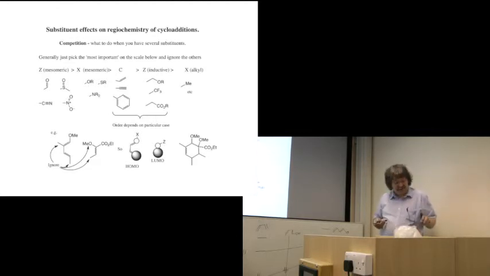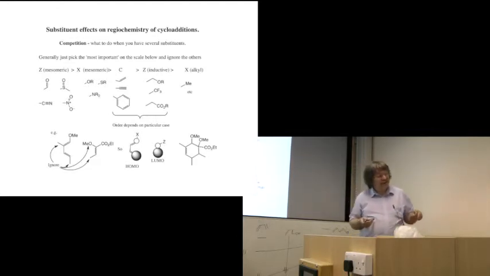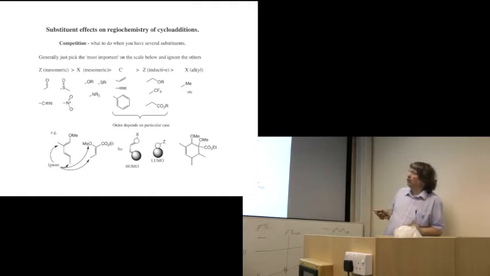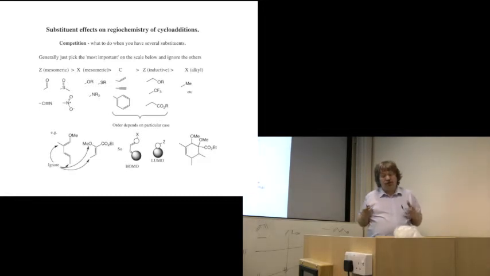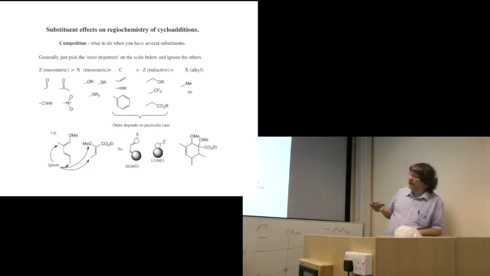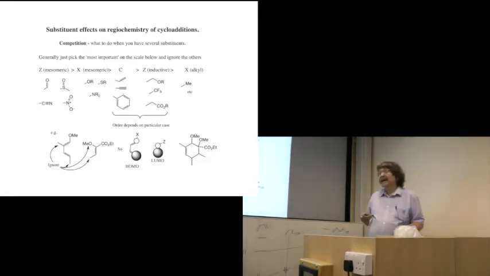And the final thing that I want to look at today is, what do you do when you've got several substituents on your diene or your alkene? Supposing we have this situation down here where my diene has got a methoxy group on, but it's also got two methyl groups, and my alkene has not only got an ester group on it, it's also got a methoxy group and an alkyl group. How do you deal with it?